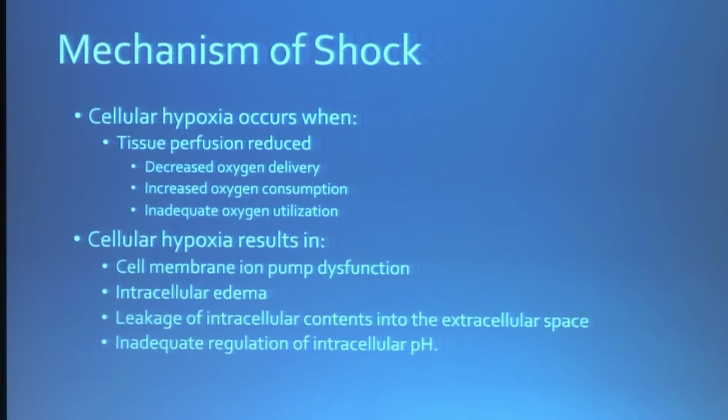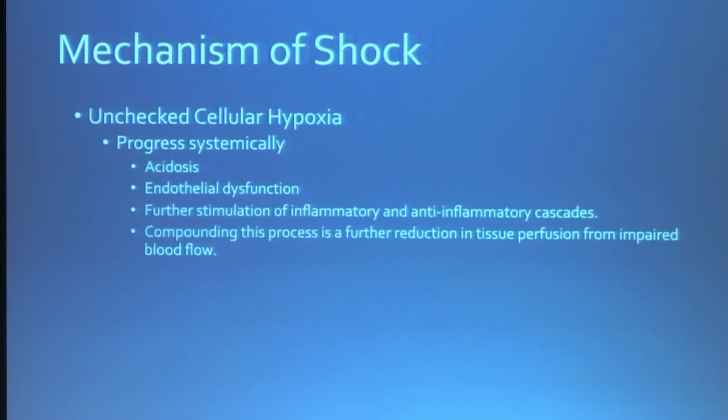Now, if you're following all that, there's a vicious circle here that feeds back to decreasing oxygen delivery even more. The cells that are now injured and leaking cannot adequately use the oxygen that comes to them. So it just gets worse and worse and worse. This progresses systemically.